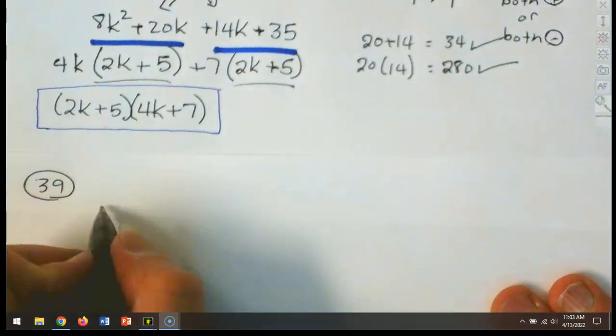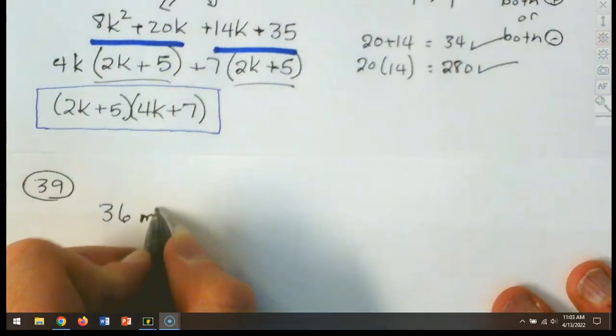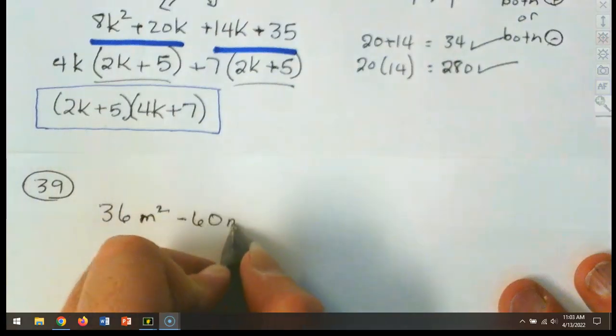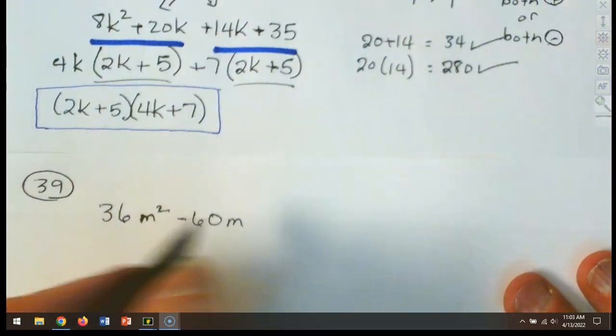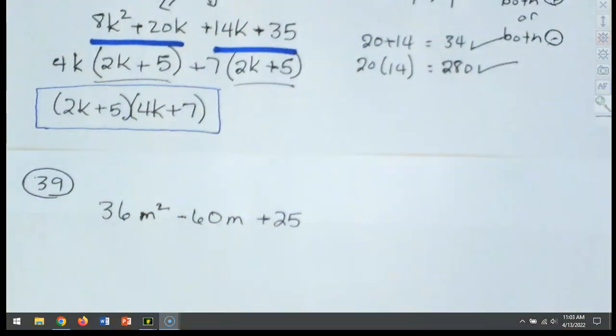For question 39, we have 36m squared minus 60m plus 25. Okay, so we're going to look at this one. Now, first thing we look at is, can we factor any number out? Doesn't look like we can factor anything out, right? Nothing's in common.